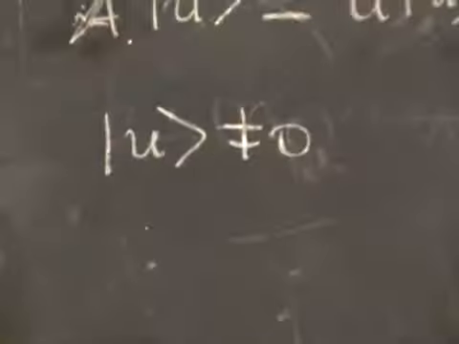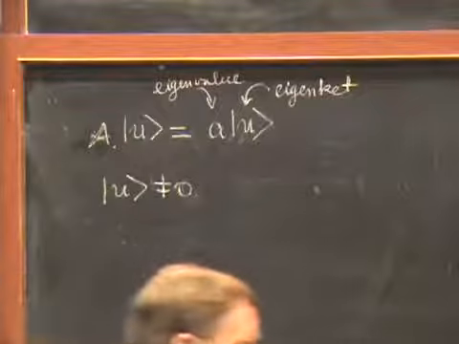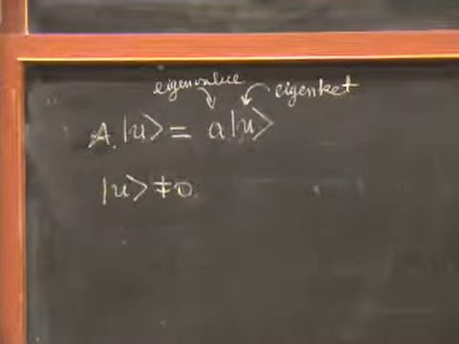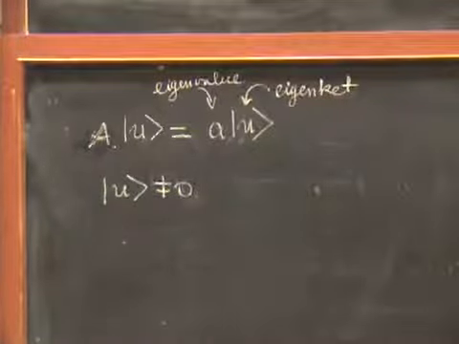Now, the theory regarding eigenvalues and eigenkets is considerably simpler in a finite dimensional ket space than it is in an infinite dimensional one. So I'm going to begin by telling you about finite dimensional spaces, but I'll make a few comments as we go along about how the situation is different in infinite dimensions. The first thing to notice is that the eigenket U is supposed to be non-zero, because if it were equal to 0, this equation just says 0 equals 0, and it's not very interesting. So we exclude the 0 case.